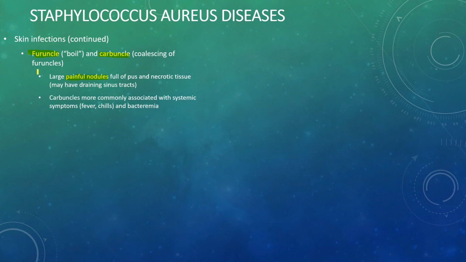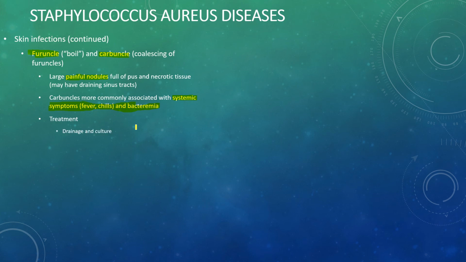Carbuncles, however, since they're full of multiple furuncles, can be more commonly associated with systemic symptoms like fevers and chills and bacteremia. Bacteremia meaning that the Staphylococcus aureus went from the skin and into the blood and caused fever, chills, and other findings by triggering the release of cytokines from our immune systems.